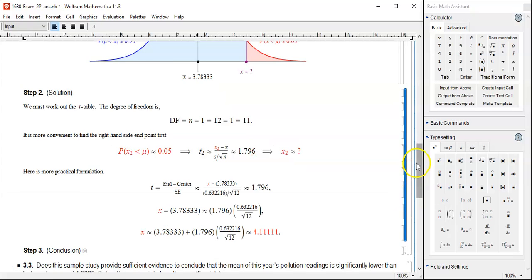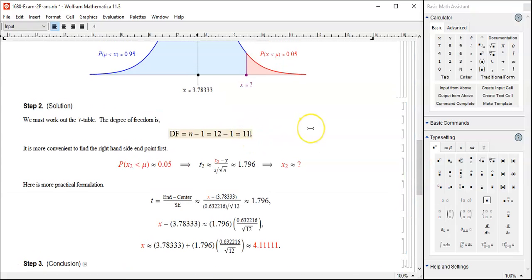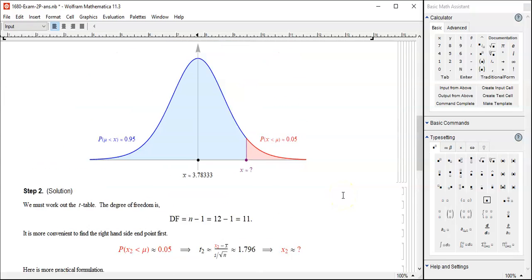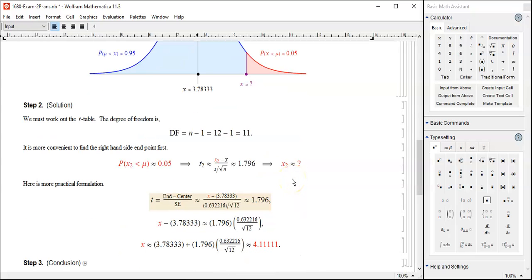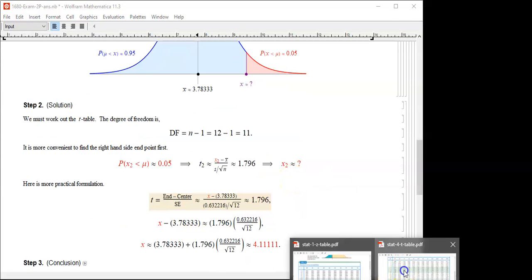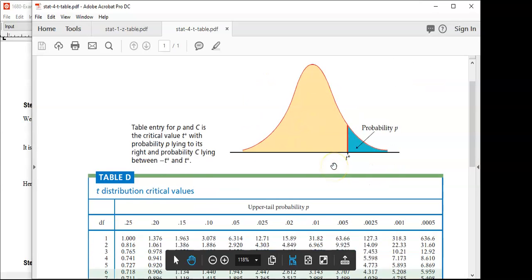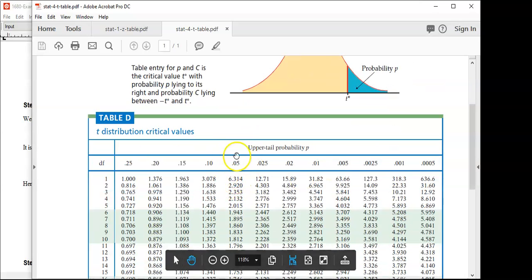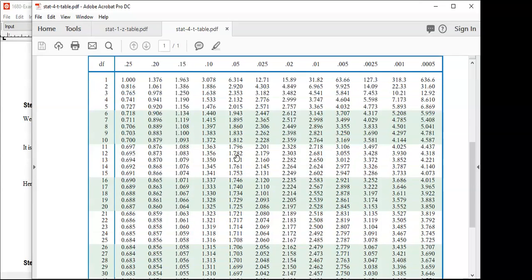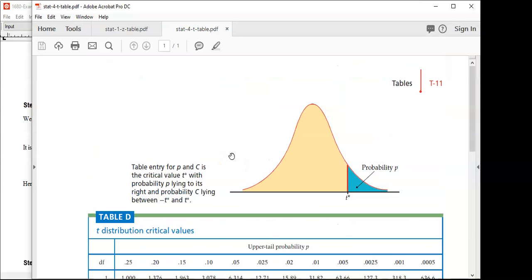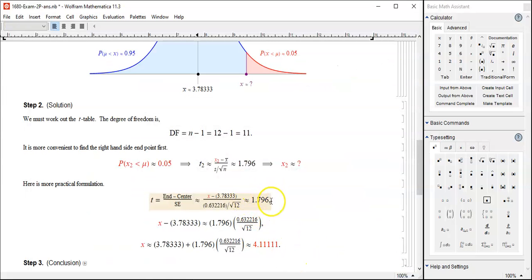Okay. Here's a solution. The degree of freedom is 12 minus 1, so that's 11. And T statistic is given by mean minus center over SE. And that's associated to 5% here. So let's go to the T table. And here's a T table. And 5%, so this column. And that's associated to degree of freedom of 11. 1.796. That's how you do it.